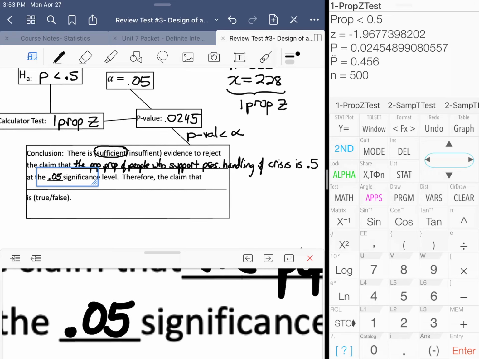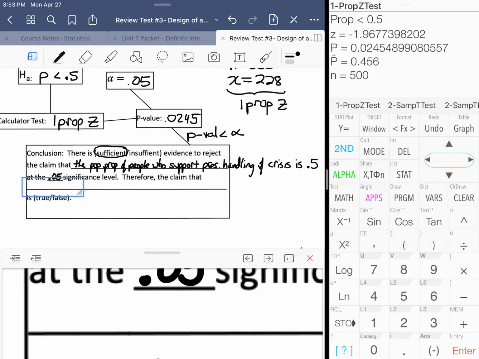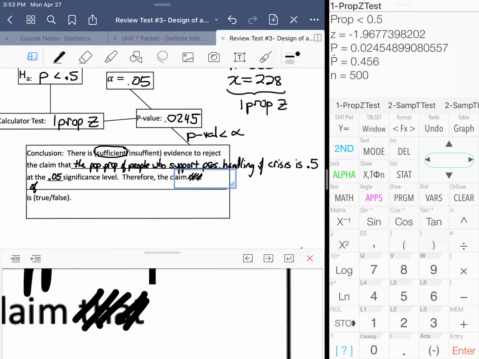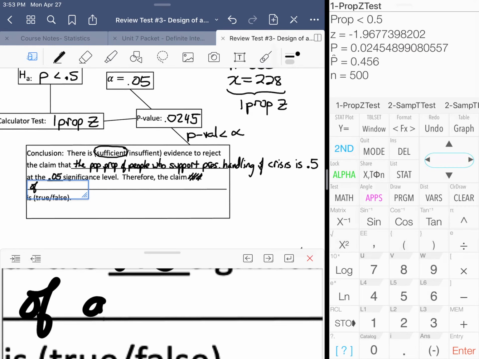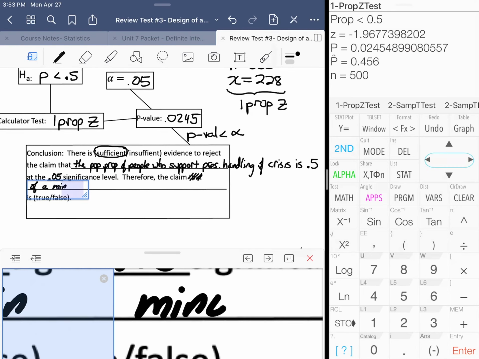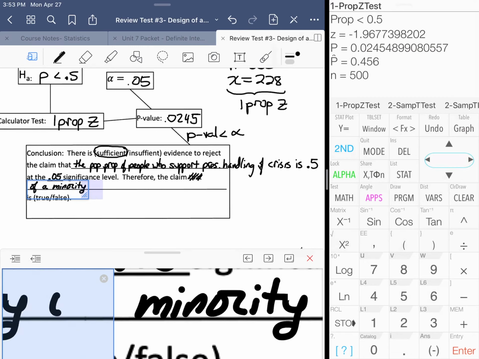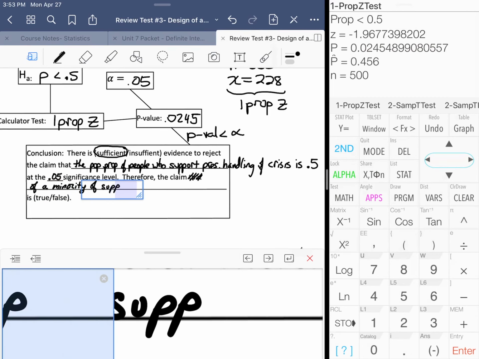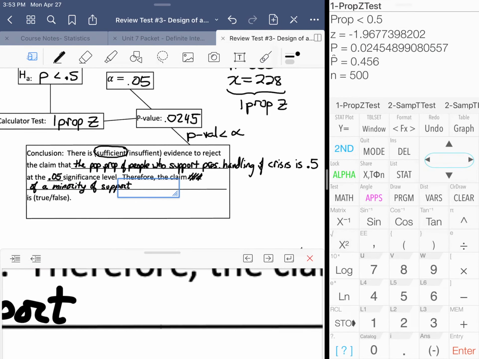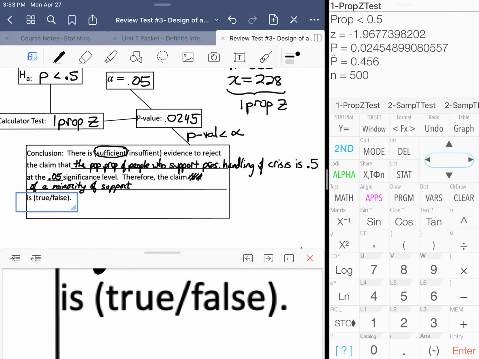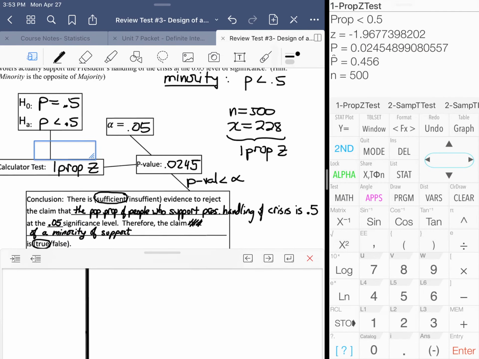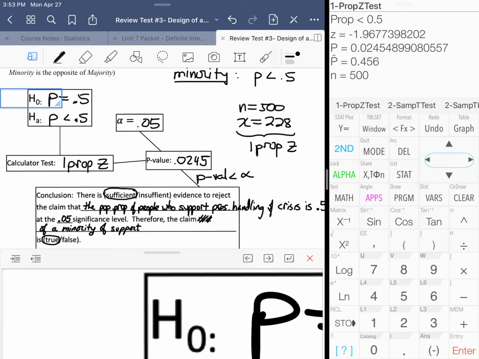All right, let me bring up my writing tool here. Some would say I'm the writing tool. At the 0.05 significance level. Therefore, the claim of, so I'm going to get rid of that. I'm going to take a little liberties here. Claims of a minority of support, because we already know what it is in relation to, is going to be true.